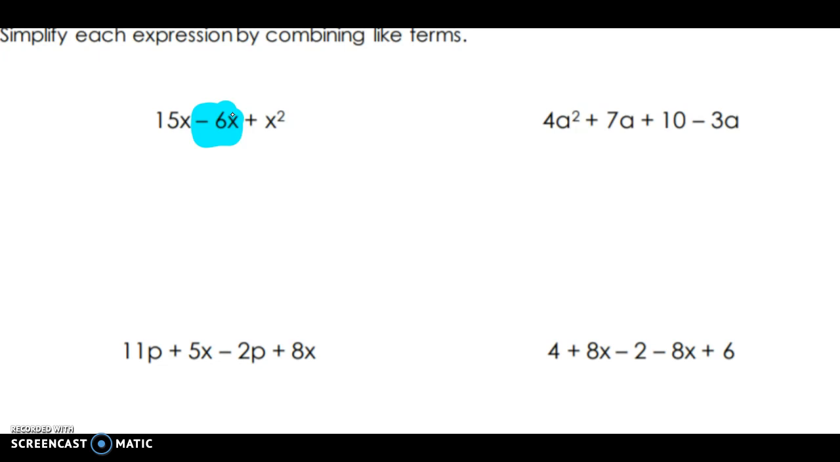So at this point, video is done. You may work on these 4 problems. If you finish before class ends, come check in with me. Otherwise, I'll check in with you tomorrow.